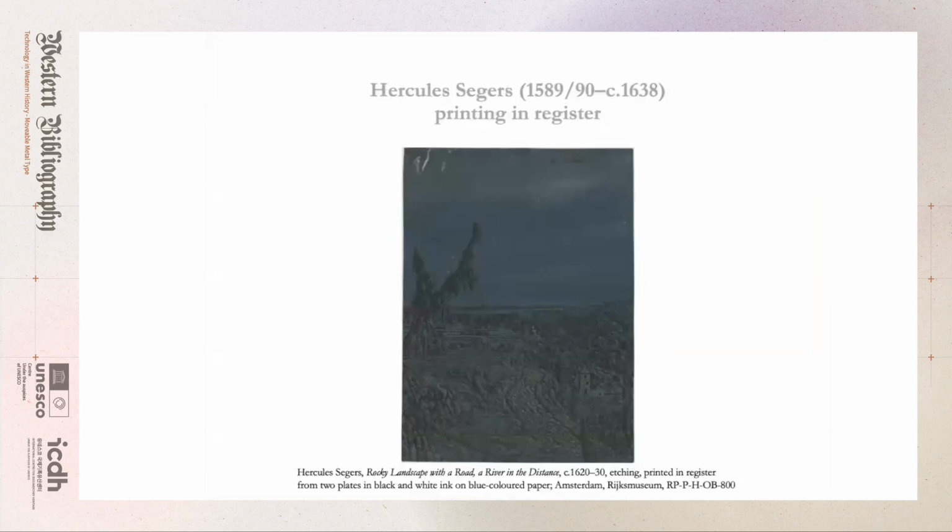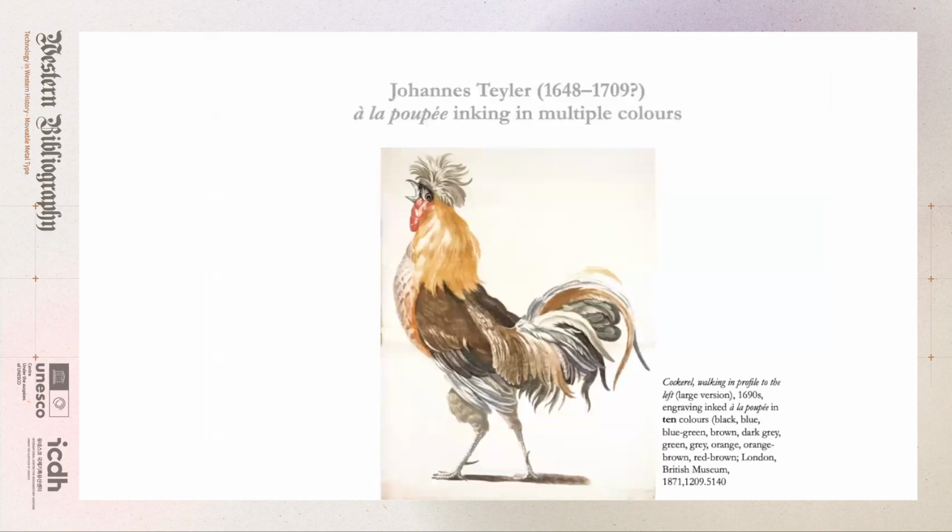Lucas Cranach printed 2 woodblocks on blue colored paper to create an image with its highlights. Dutch artist Hercules Segers did the same in intaglio printing a century later. The Dutch military engineer Johannes Teyler invented a variety of à la poupée inking, an engraved or etched copper plate, in up to 10 colors circa 1685, as shown by this example. The manner kept in use ever since.